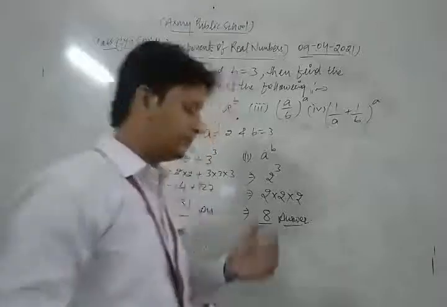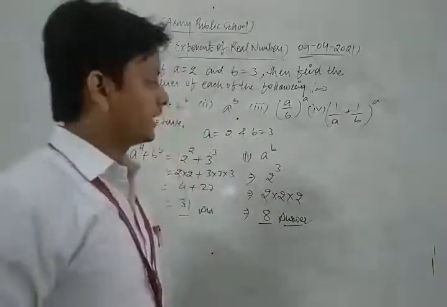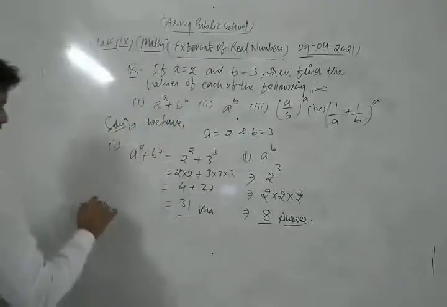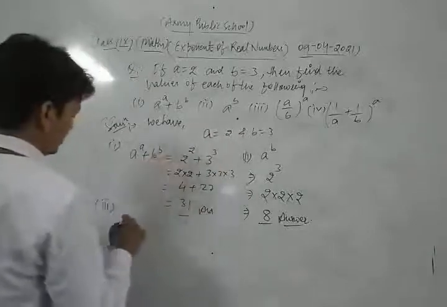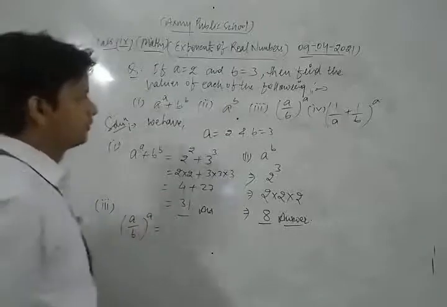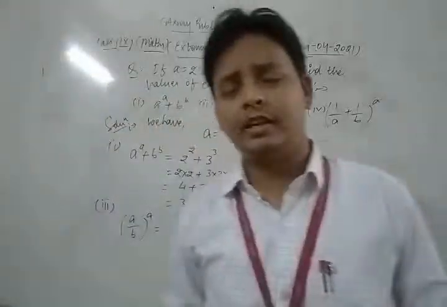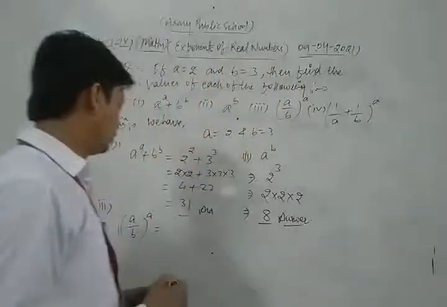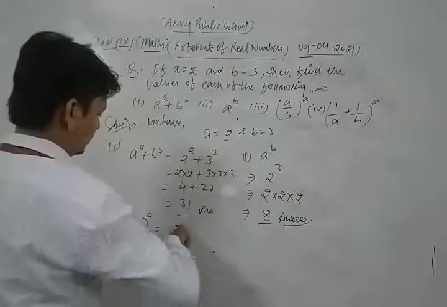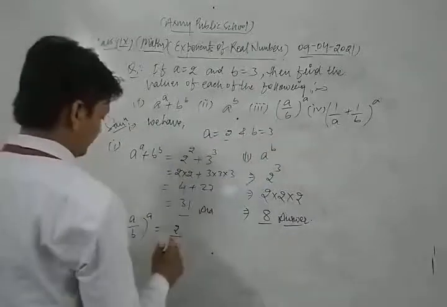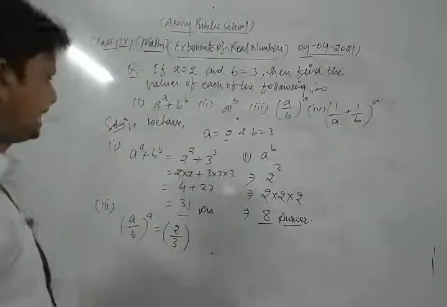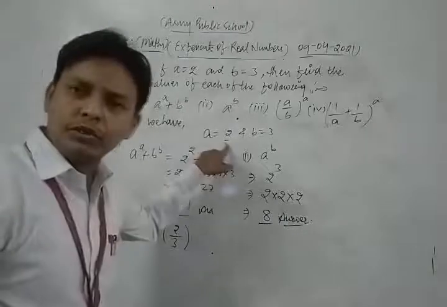Okay, dear students, now we take and solve the third part of this question. The third part is a to the power b, to the whole power a. Now we put the values of a and b. The value of a we put as 2 and the value of b we put as 3, to the whole power a.